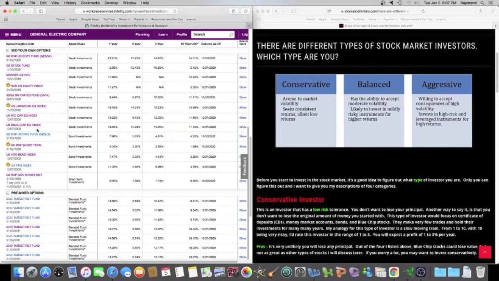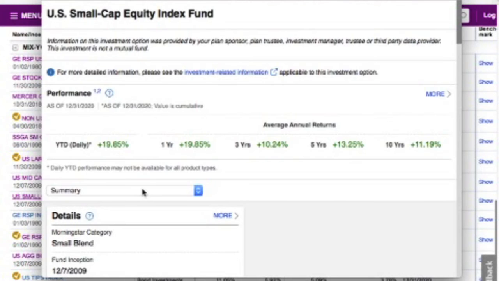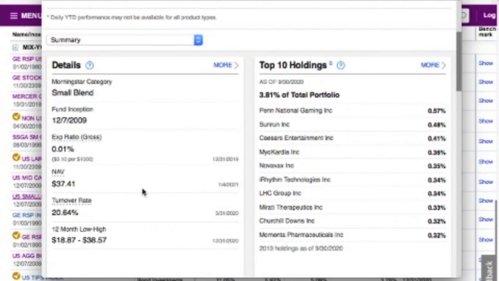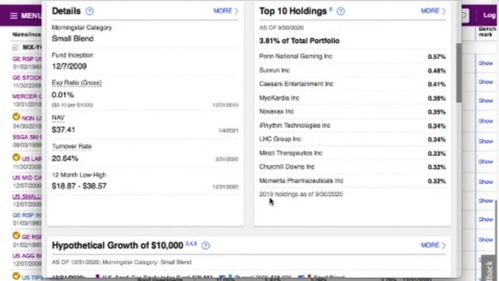And just to show you, I want to click on one. So this says small cap index. The balanced investor will like this. Click on here, and just really quickly, we're going to see which companies and how many companies are in this fund. So here are the top 10 here. And this fund has over 2,000 companies. So $500 will be split over 2,000 ways. That's really taking the risk out of investing in one individual stock.